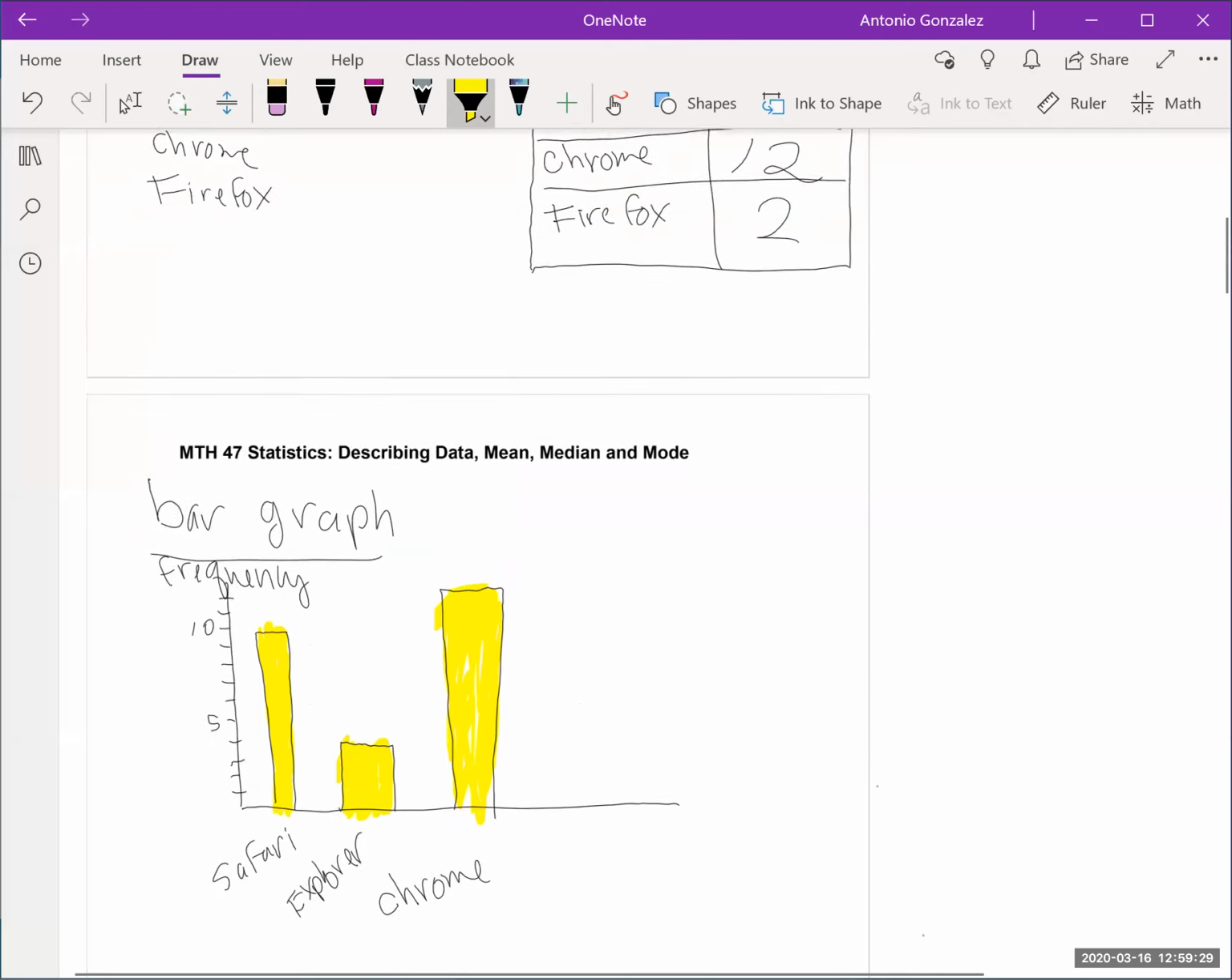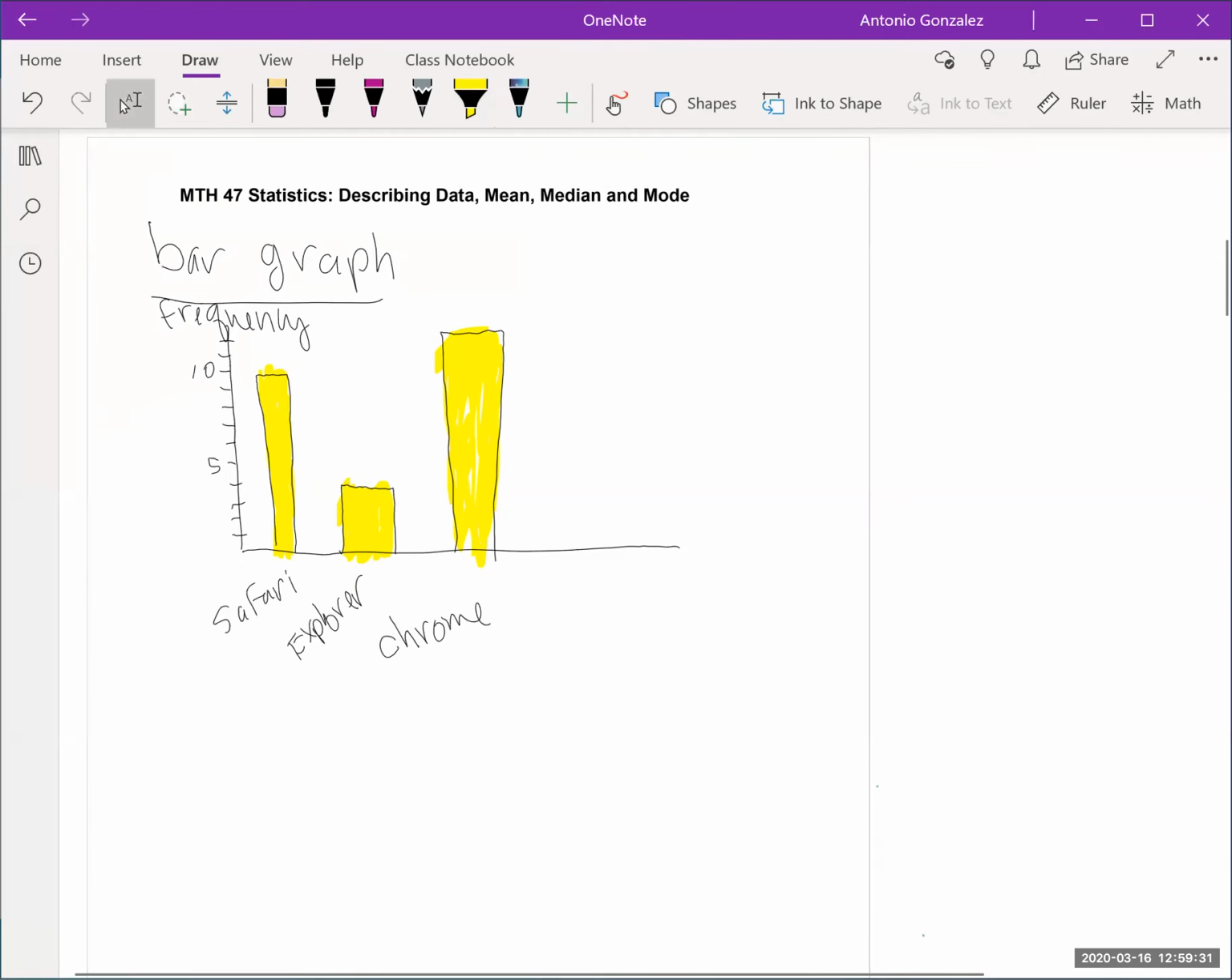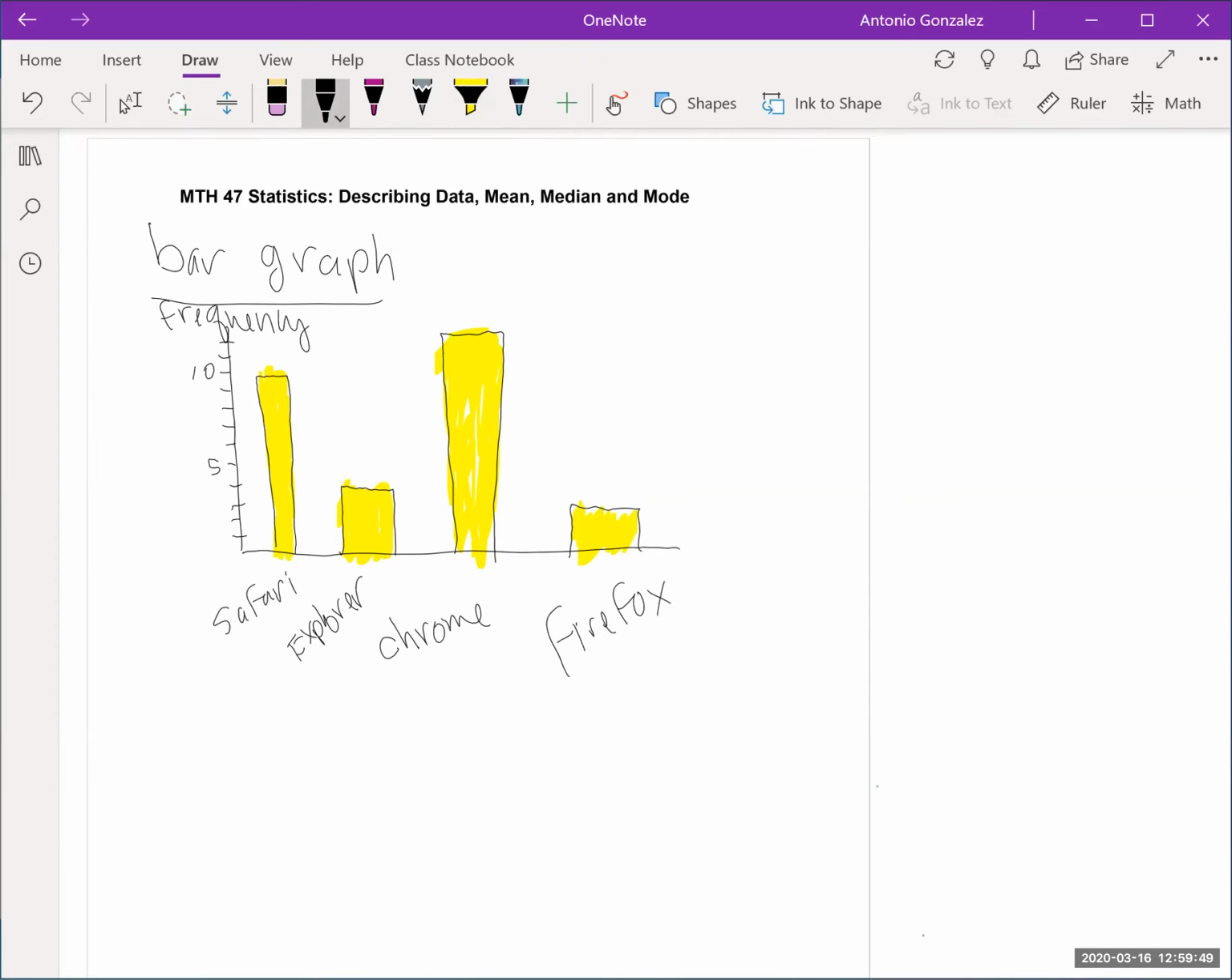Okay, and then here, the last one was Firefox. And that one is 2. All right. Okay, so this would be an example of a bar graph. All right, so pretty straightforward.